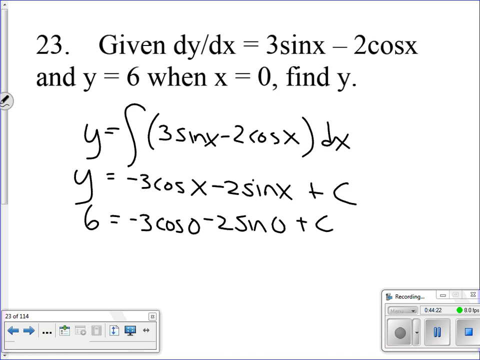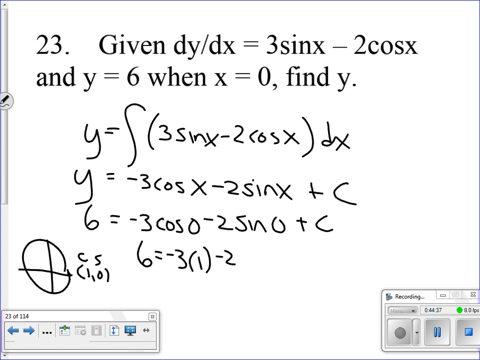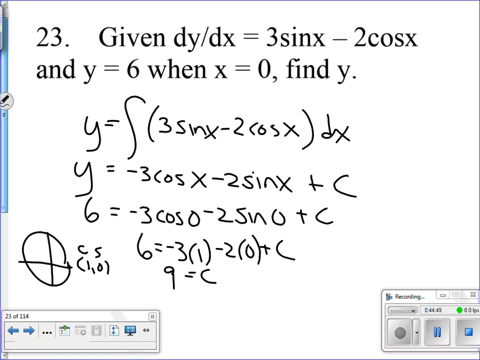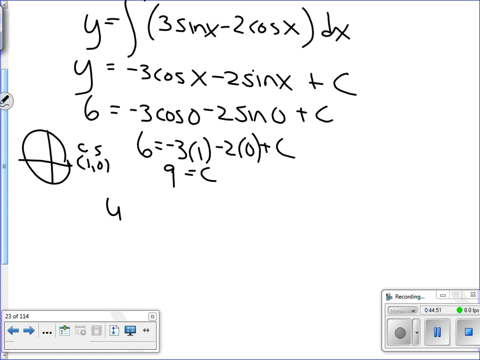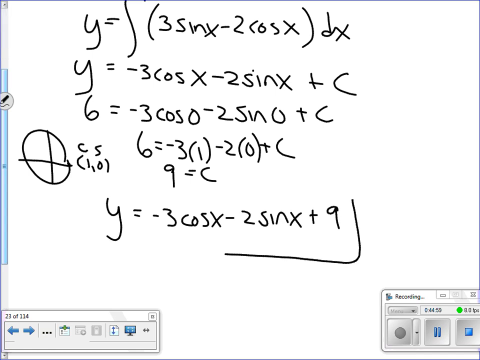Now, think of your unit circle. When you're over here at 0, the cosine is 1, the x-coordinate, the sine is 0. So I have 6 is equal to negative 3 times 1 minus 2 times 0 plus c. So if we add 3 to both sides, we get c equals 9. So our final answer, y equals negative 3 cosine x minus 2 sine x plus 9.